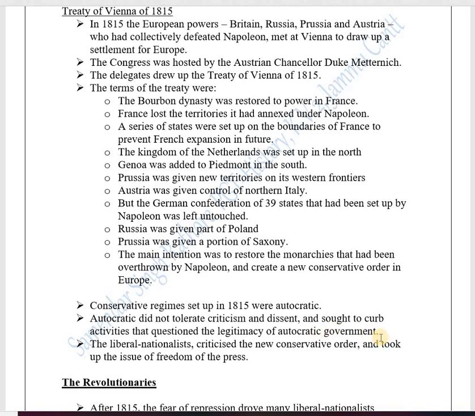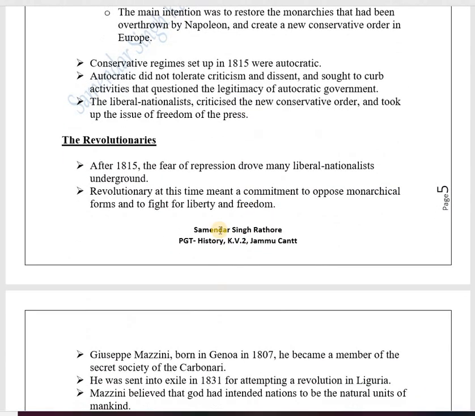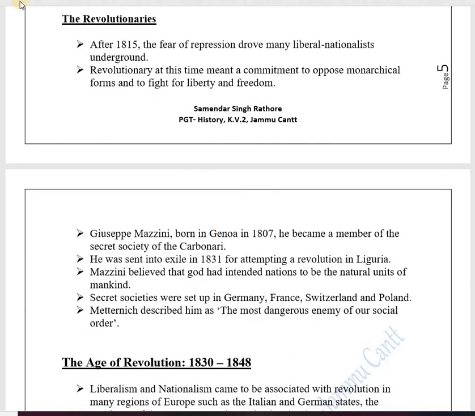So the liberal nationalists criticized the new conservative order and took up the issue of freedom of press. Now the press should be free and should be allowed to write about the negatives and the positives of the government. Now we come to the next topic, that is the revolutionaries.